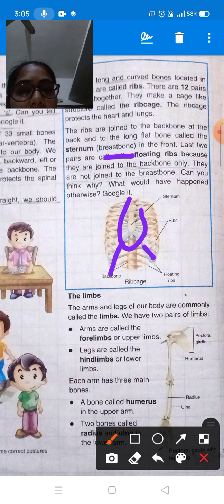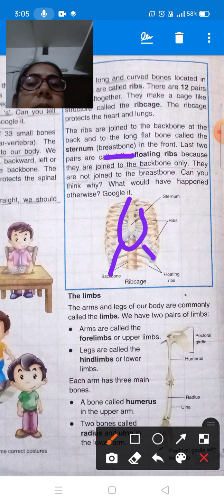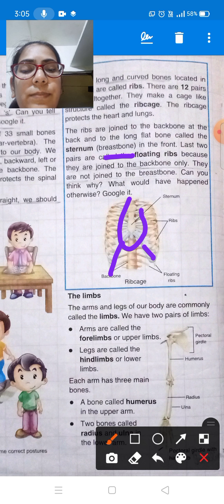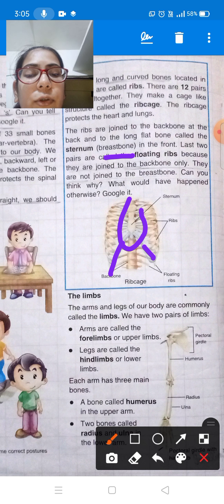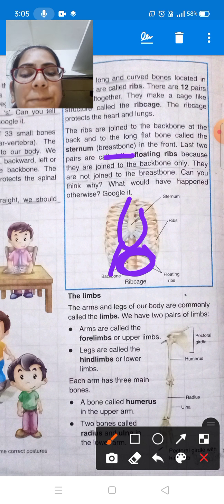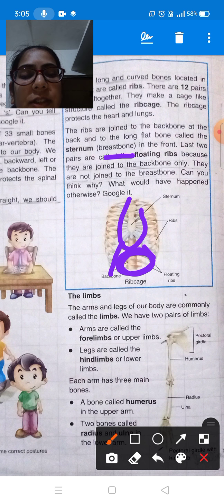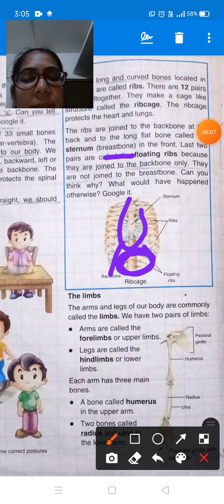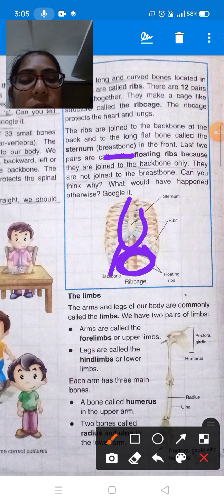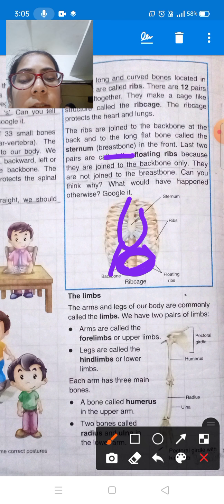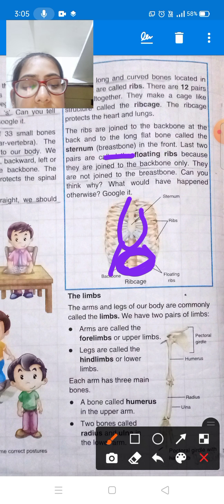So students, can you think why these floating ribs are not attached to the breastbone, the sternum? What would have happened otherwise? Because here our diaphragm is present. The diaphragm is a structure important for the respiratory process, which is used in respiration. There should be a space for the diaphragm, and that's why these floating ribs are not attached to the sternum.